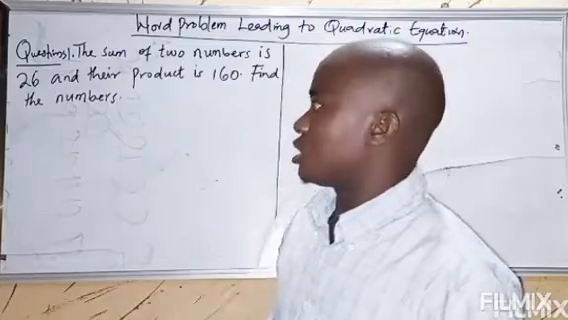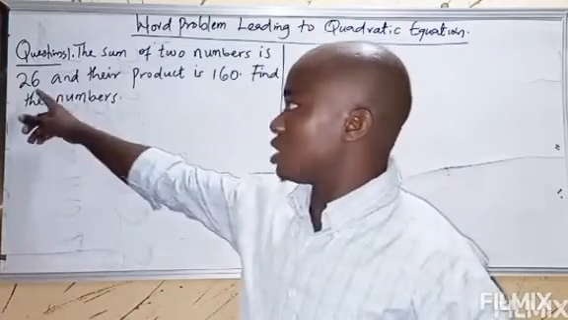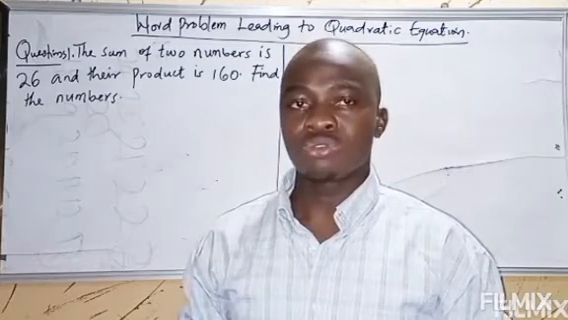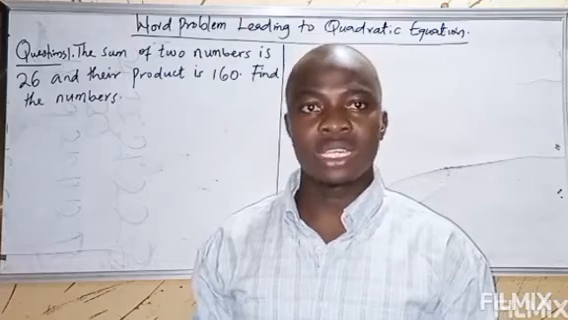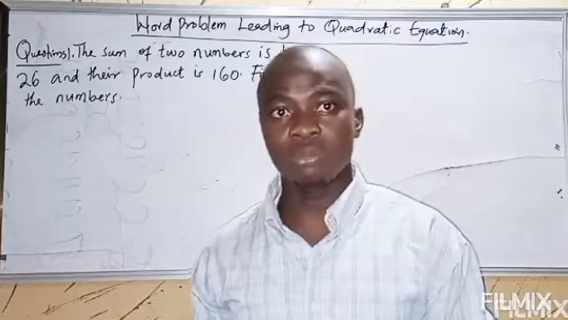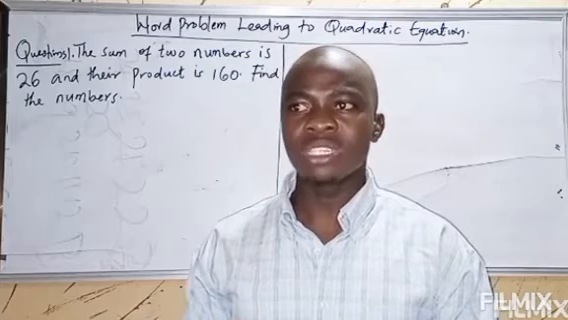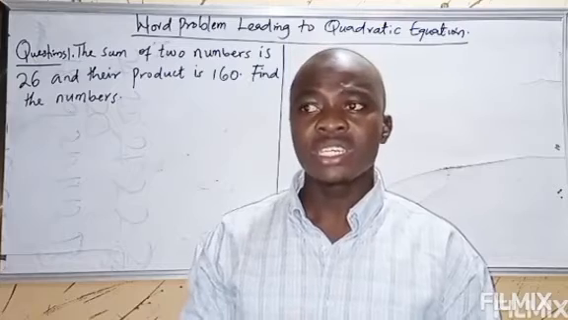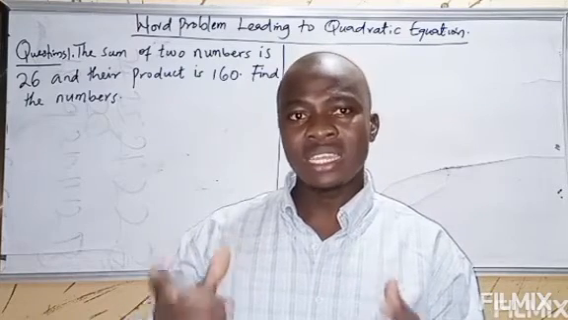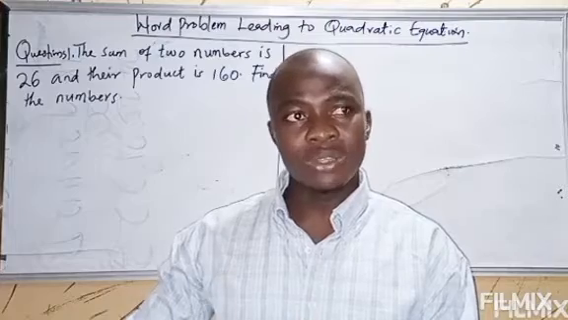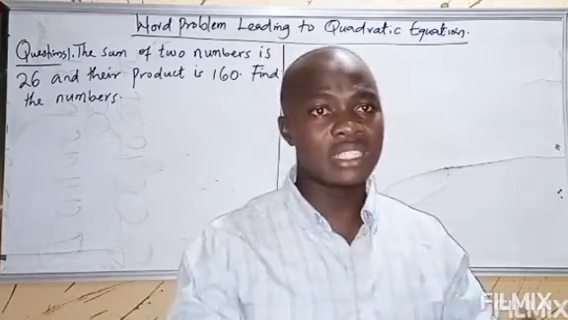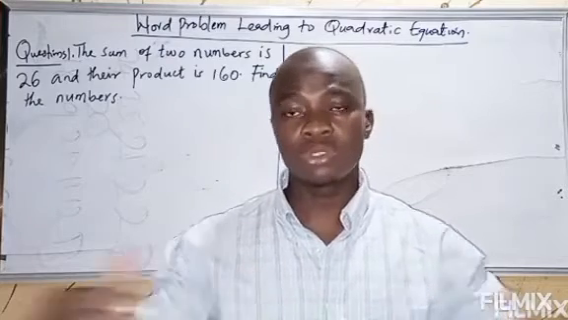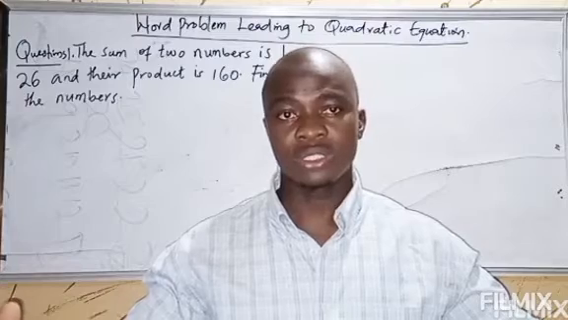The question says the sum of two numbers is 26 and their product is 160. So they are talking of two numbers here. We can say let the number be x and the other one be y. But we must make sure we write which one we want to use. Either we write the first and the second in terms of x, or in terms of the second variable, because we must not have two variables in that equation. Are you getting it now?